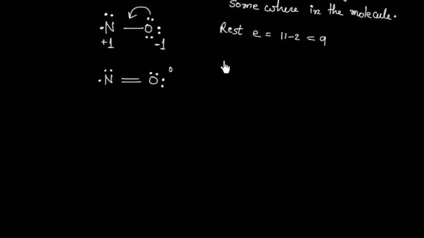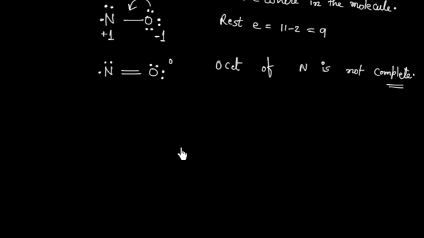So it is not possible. This is a case where the molecule exists, and this is the exceptional molecule, in which case the octet of nitrogen is not complete, but the molecule exists. So the nitrogen octet is not complete. Are you getting or not? That's why this molecule is very reactive.